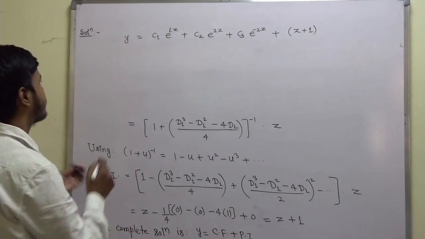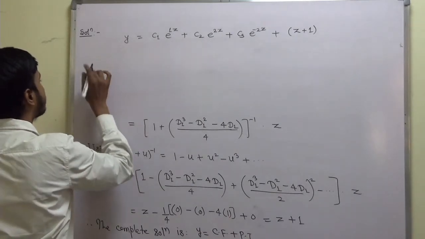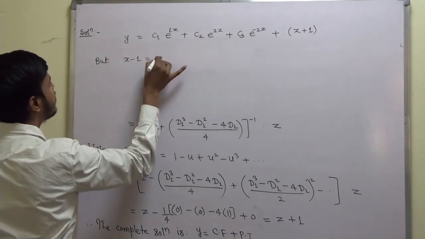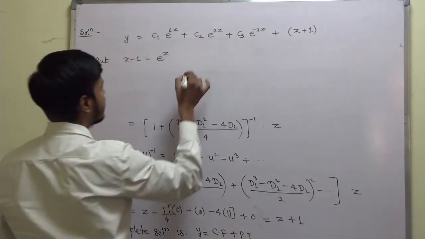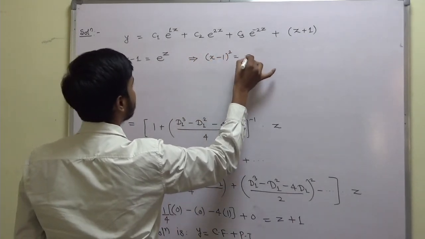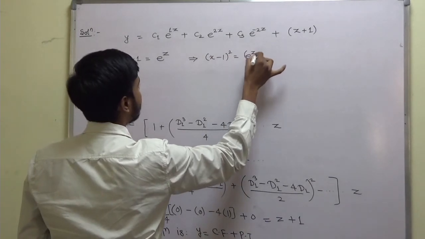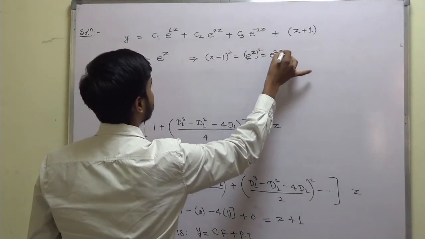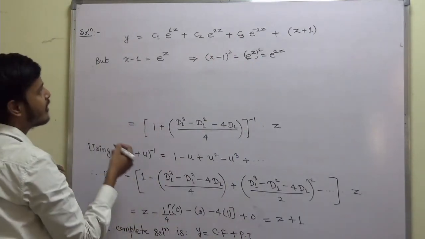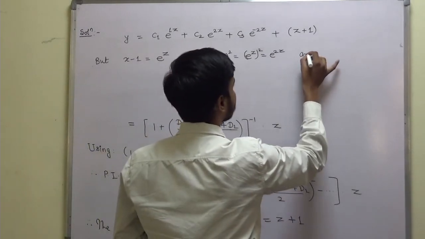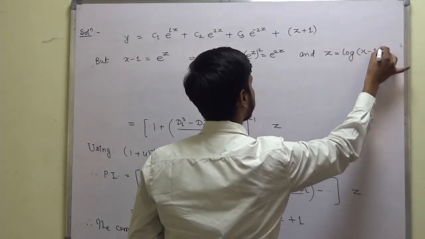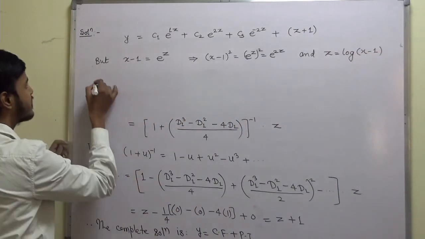So that is okay. We have x minus 1 is equal to e to the power z. This implies x minus 1 whole square is e to the power 2z, likewise x minus 1 to the power minus 2 is e to the power minus 2z. So substitute, and z is equal to log of x minus 1.